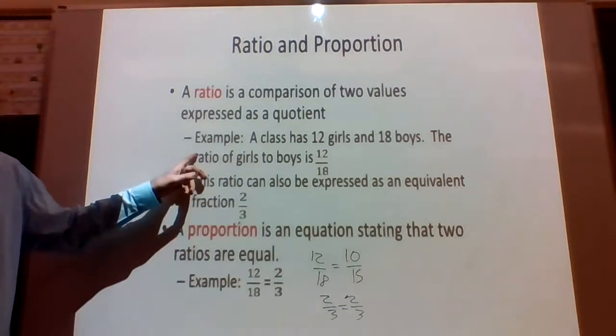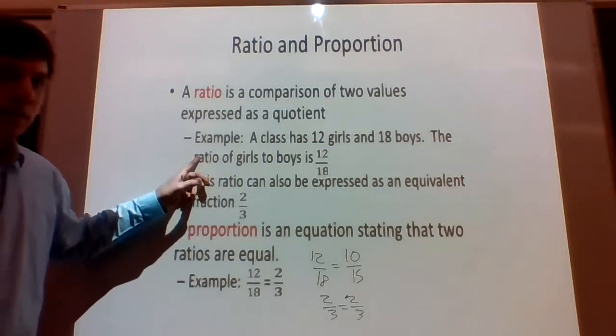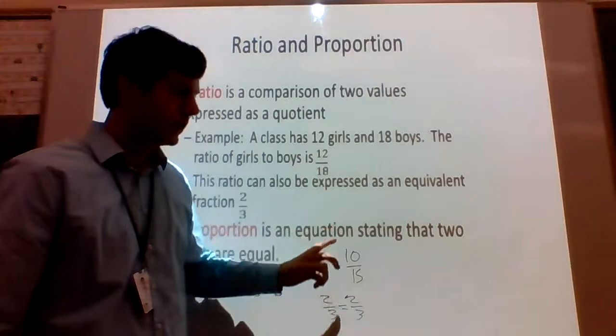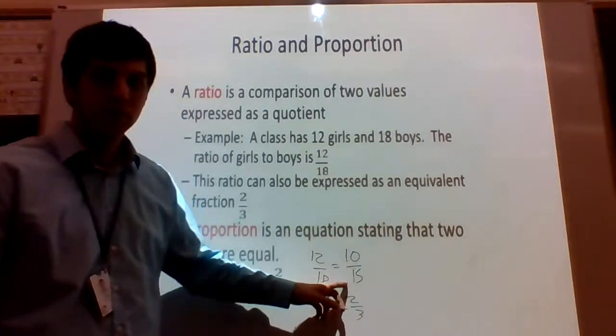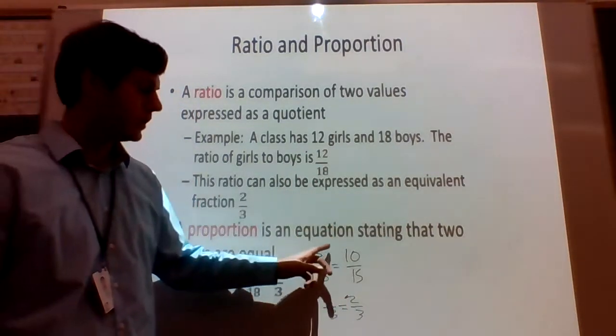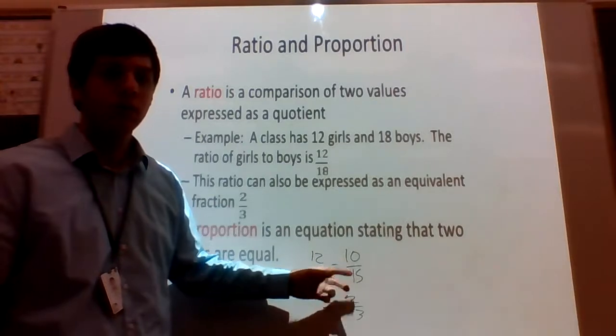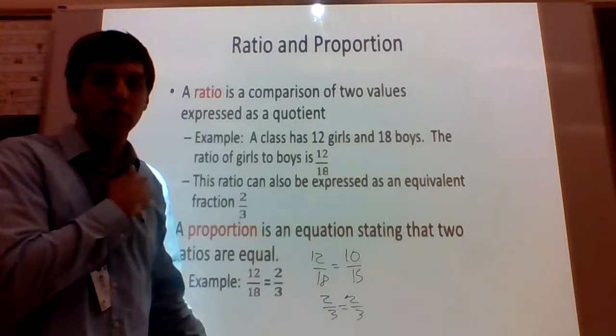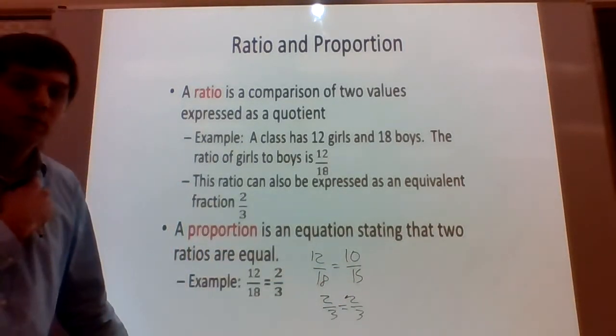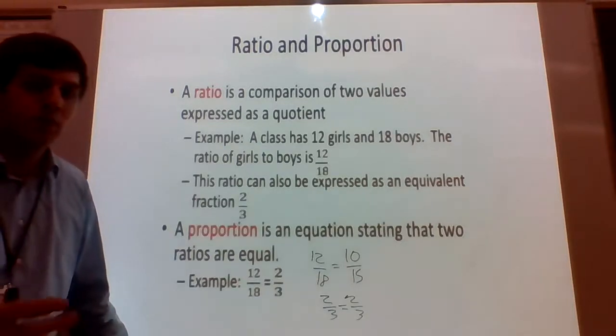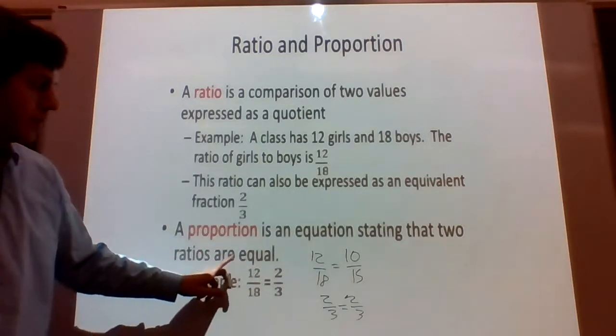So the ratio of girls to boys in first hour and the ratio of girls to boys in second hour are equal. Therefore, the amount of girls to boys between first and second hour is proportional. The ratios are equal, so they are proportional.